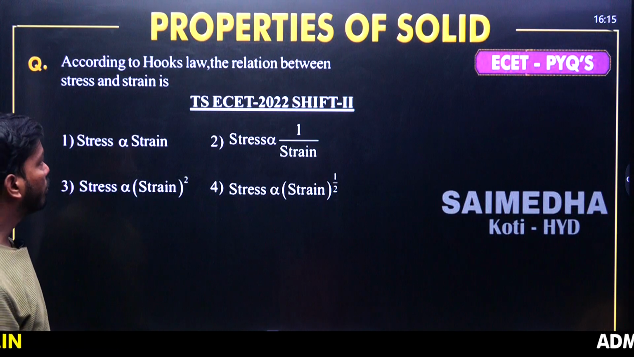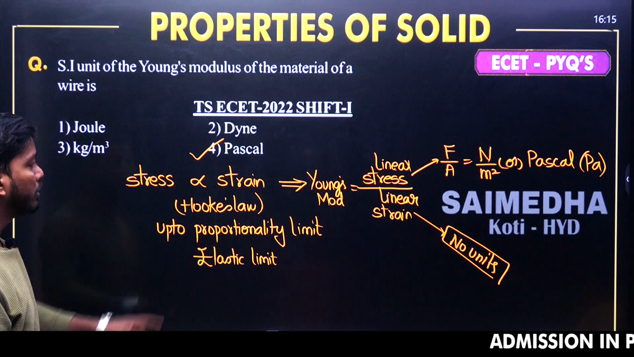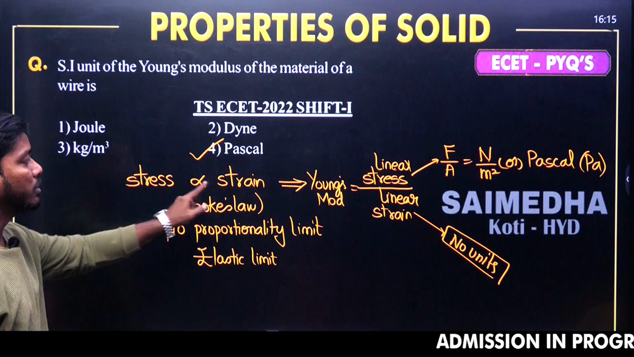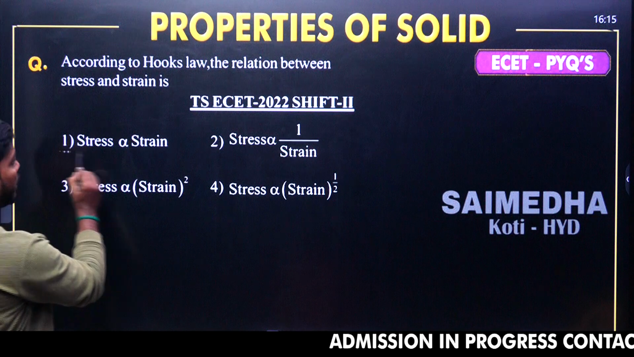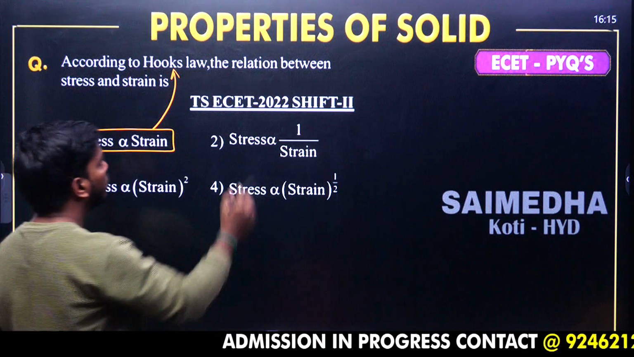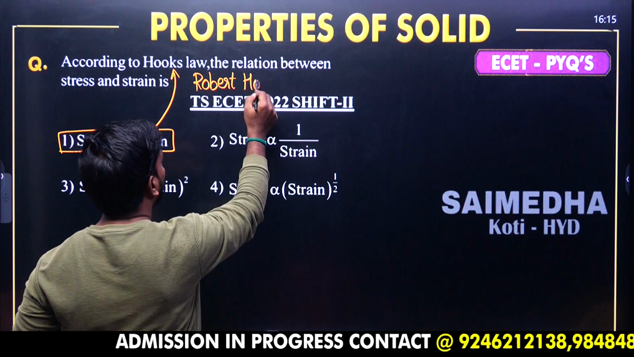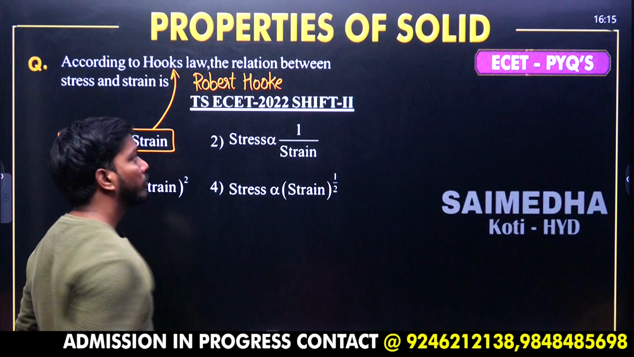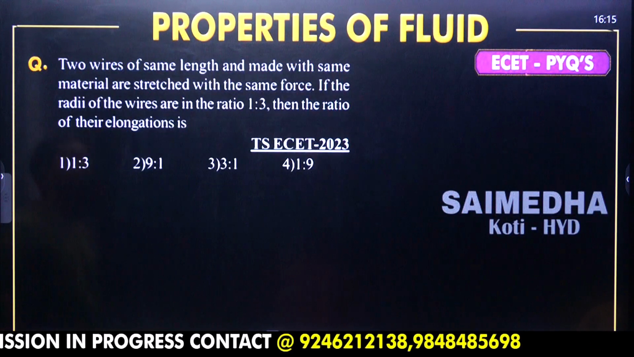According to Hooke's law, the relation between stress and strain is, okay, just now we discussed about it. Hooke's law talks about stress is directly proportional to strain. So that's the question now. Stress is directly proportional to strain. It was given by which law? Hooke's law. Who gave this? Robert Hooke. Name of the scientist was Robert Hooke. Go through it. Stress is directly proportional to strain.